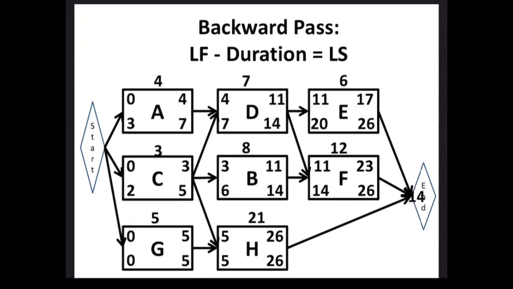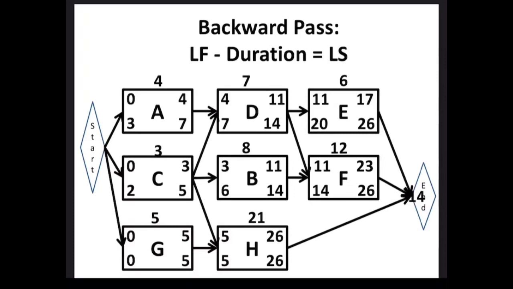If I know my late finish and I know my duration, I can now calculate my late start for activity D. So 14 minus 7 gives me 7. I see that there is a difference between the top and the bottom. We have 3 days' worth of float on this activity because it's not on our critical path. It has some wiggle room.